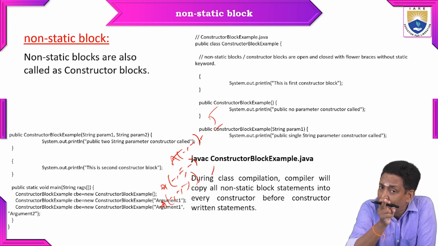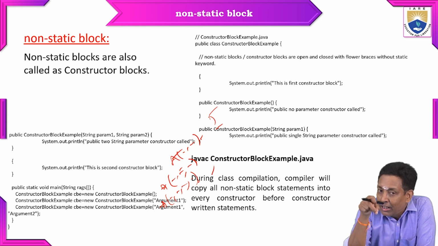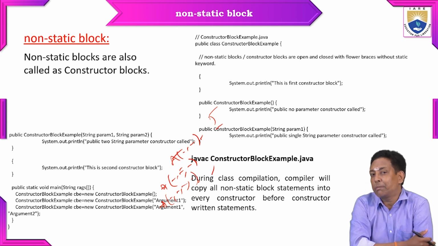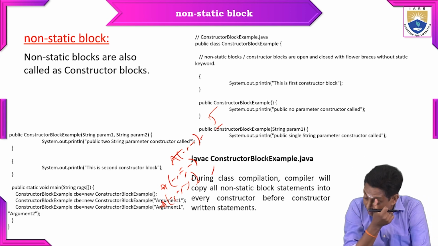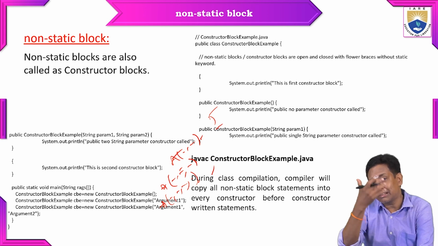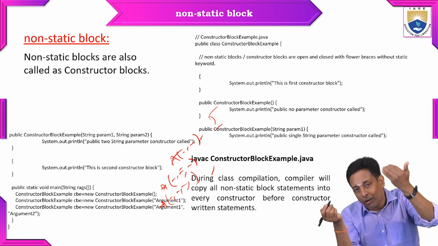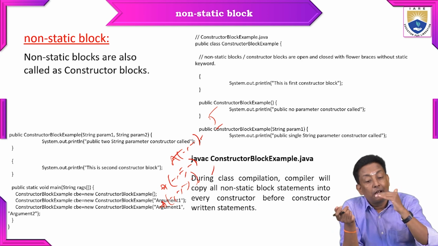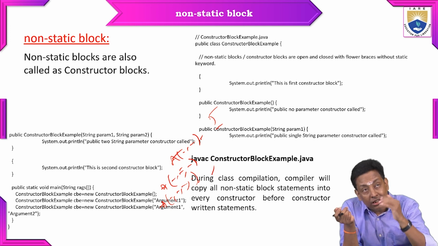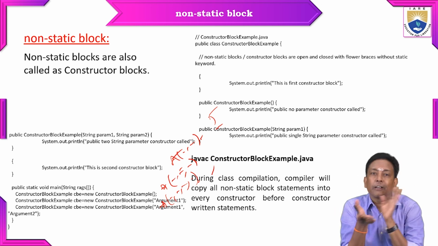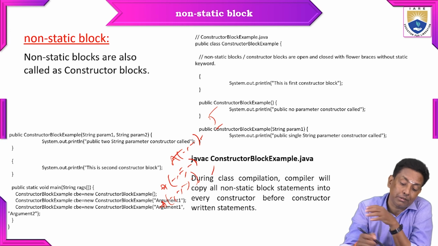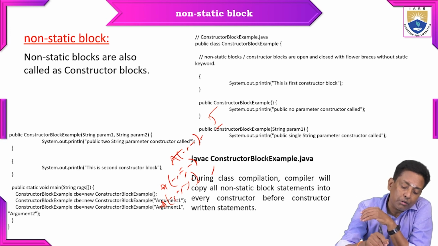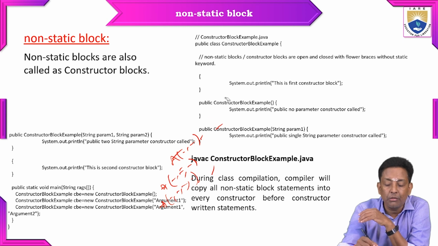The code written in the constructor block is included into every constructor of the class at the time of class compilation. Whatever constructor block code you write, that code will be copied into every constructor, before the logic you write in the constructor. This happens at compilation time. So, code which wants to be reused in more than one constructor is written in the constructor block.